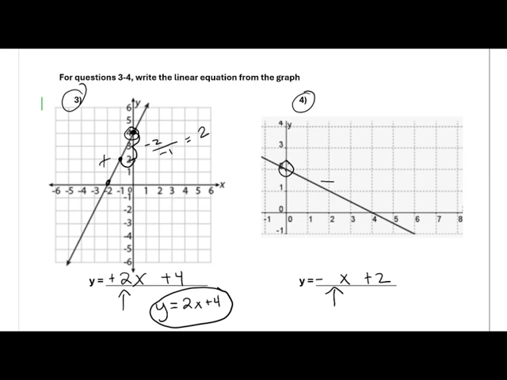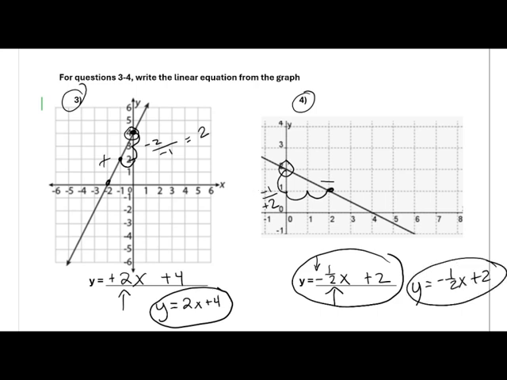For number 4, I'm going down 1 and then 1, 2 to the right. So that's a positive 2. So it's negative 1/2. It makes sense because look, I have a negative right there. So negative 1/2. And that's my equation. y equals negative 1/2 x plus 2. And it doesn't matter, remember, if you have the negative on top, if you have the negative on bottom, or if you have the negative in the middle, it's still the same thing. So make sure you recognize that.